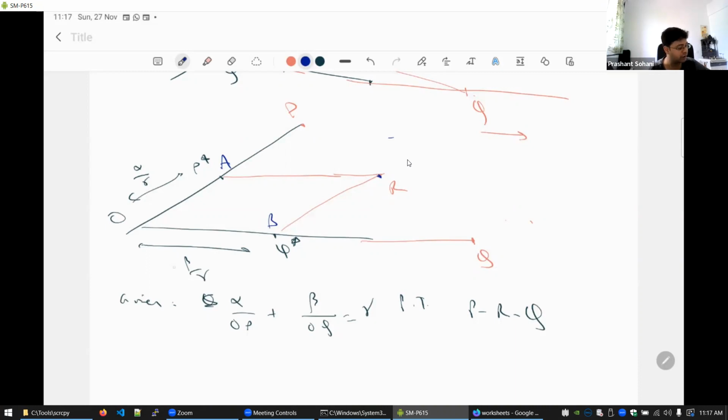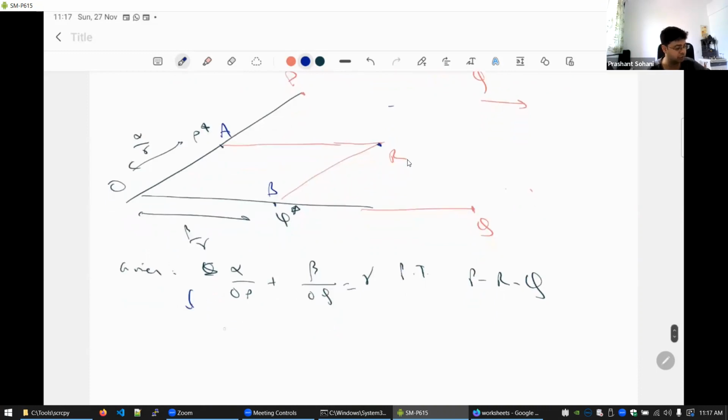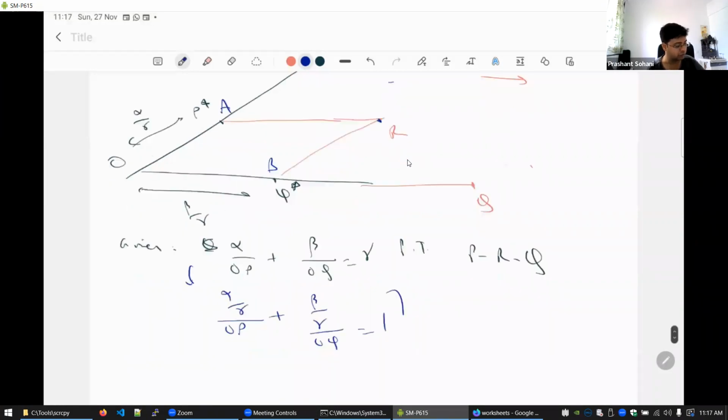So we can just substitute that in our expression and eliminate alpha, beta, gamma completely, right? So let's say we divide by gamma first. So we'll get alpha by gamma upon OP plus beta by gamma upon OQ is equal to 1. And now alpha by gamma is OA. So basically what we are given is OA upon OP plus OB upon OQ is equal to 1. Then prove that P, R, Q are collinear, where R is the point which completes the parallelogram AOBR, right? So given that AORB is a parallelogram.